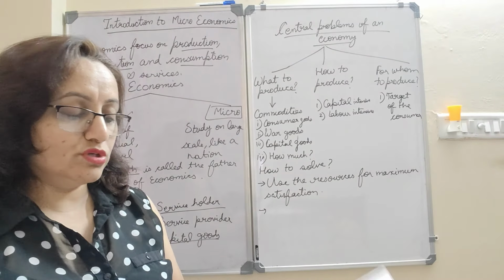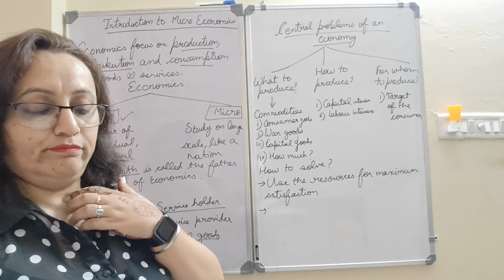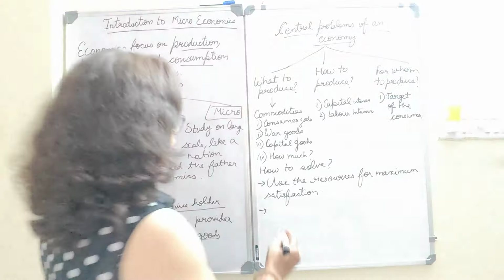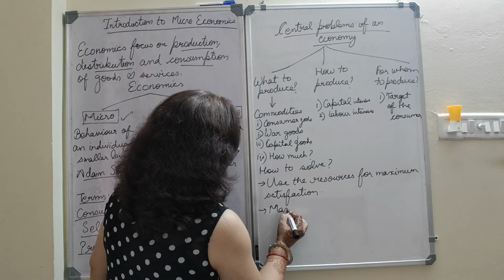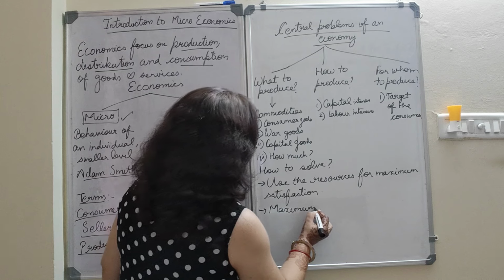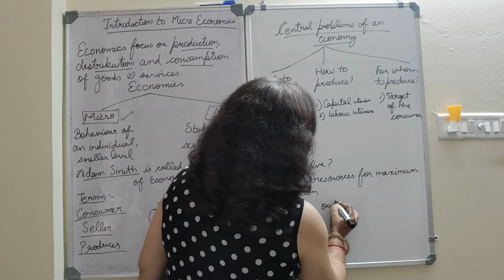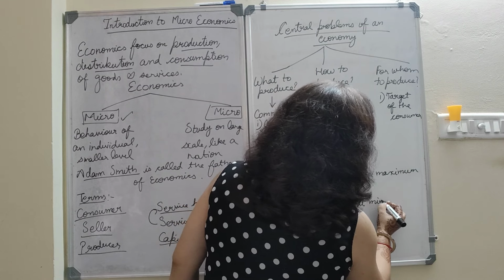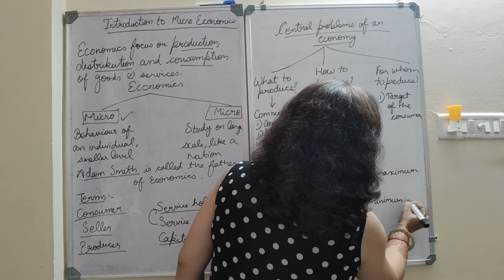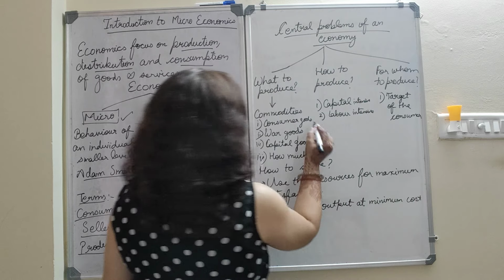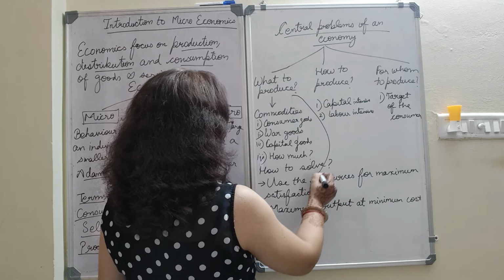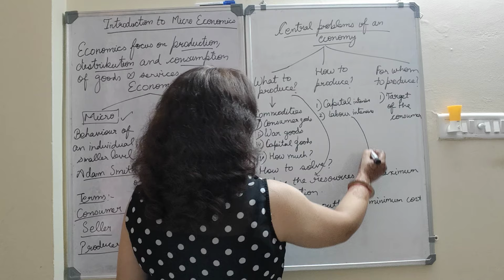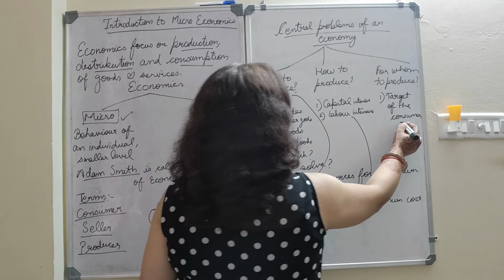Now, how to produce can be solved by maximum output at minimum cost. So which technique to use? I can solve this at minimum cost. So this first point helps me in solving the first problem, and this second point helps me solve the second problem.